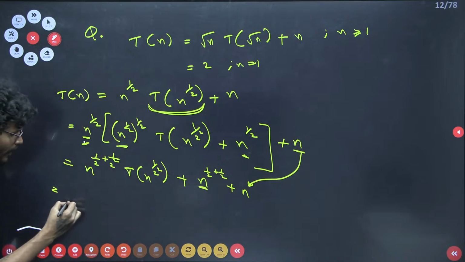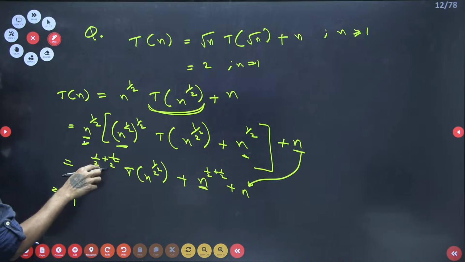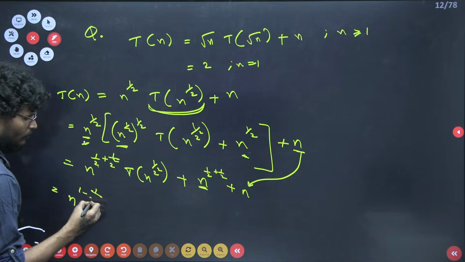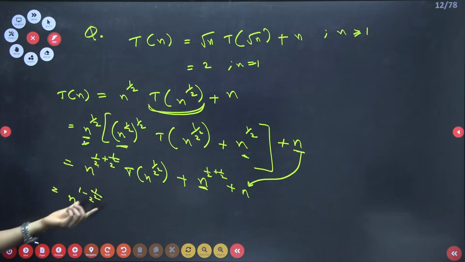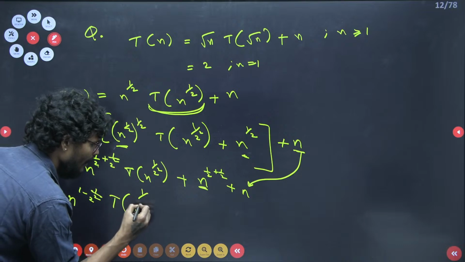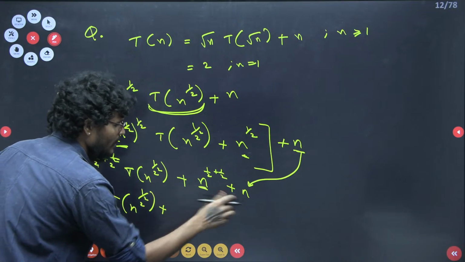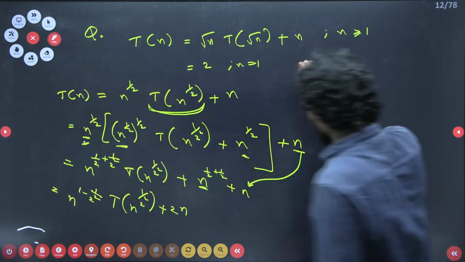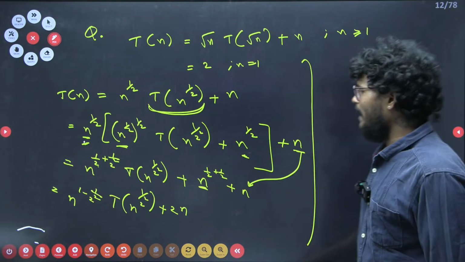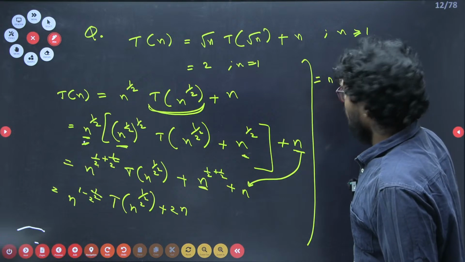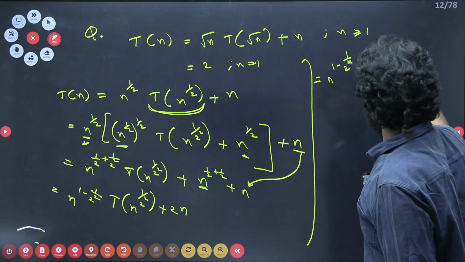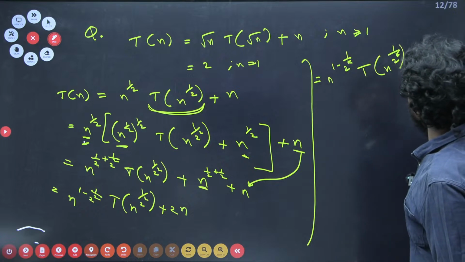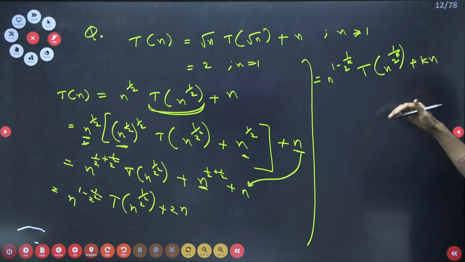So what do we have here? You can write this as n power 1 minus 1 by 2 square, right? When you simplify this sum of GP expression, you will get at the end n power 1 minus 1 by 2 square into T of n raised to 1 by 2 square, plus n plus n, that is 2n. Similarly, if you want you can go one more step also, but at the kth step it becomes n raised to 1 minus 1 by 2 power k into T of n raised to 1 divided by 2 power k, plus kn.